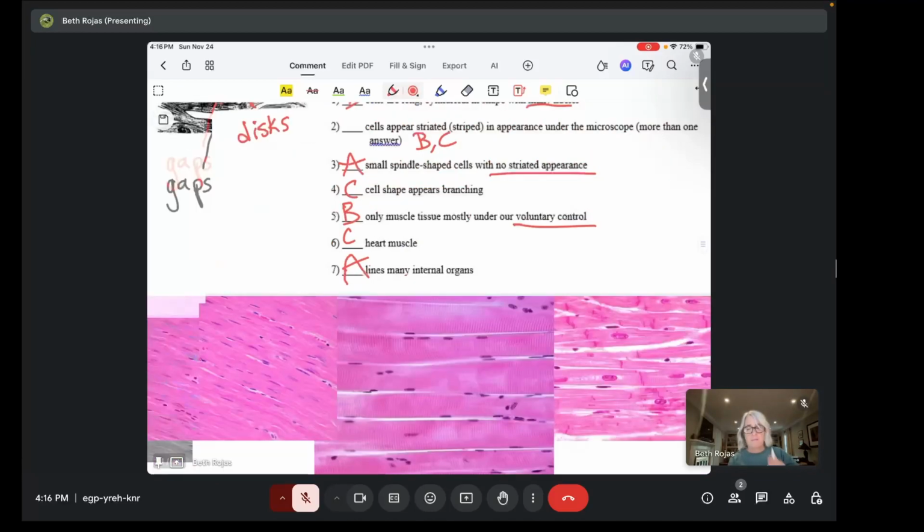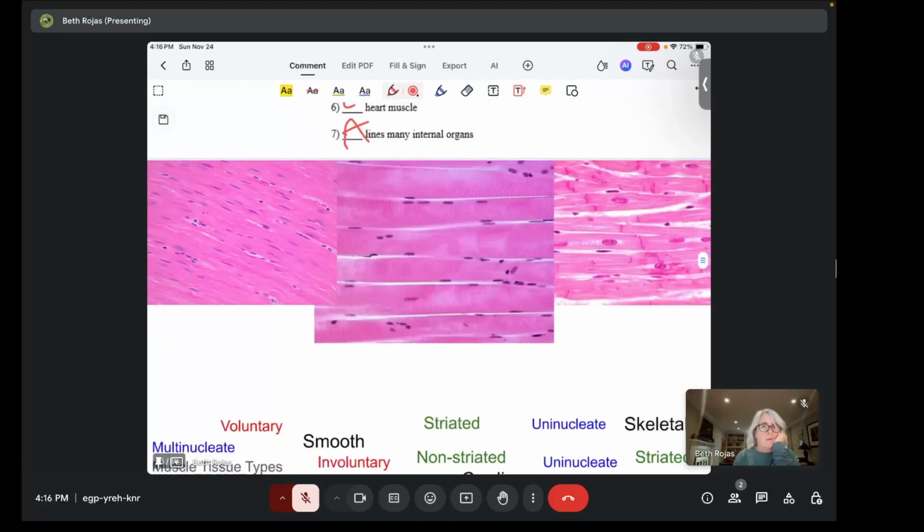Here's a little bit better picture of them microscopically. And so I'm going to label these real quick, and then you guys can just circle the features of each one. So skeletal is our first one. Let me put this in black because red is going to be a little hard to see. Okay, so if we look at skeletal first, skeletal is the only one that's voluntary.